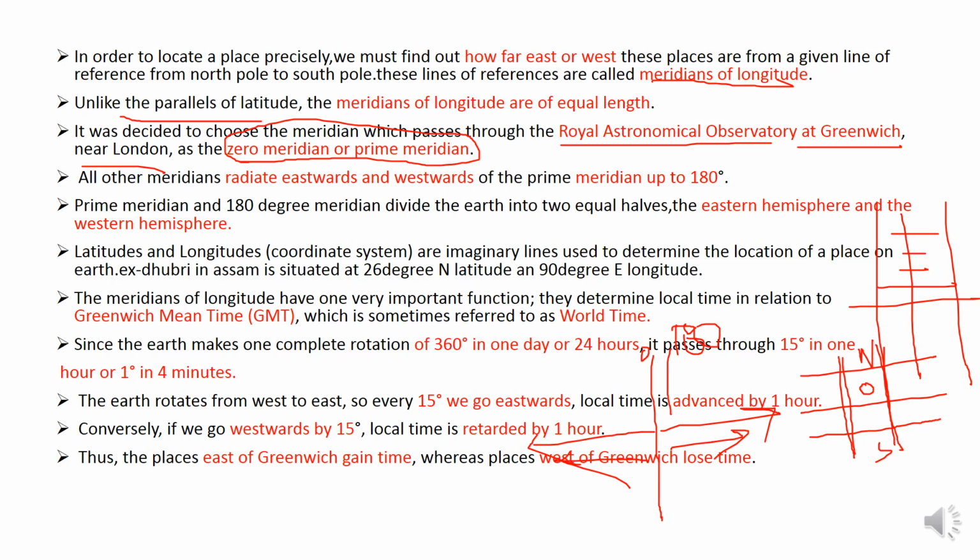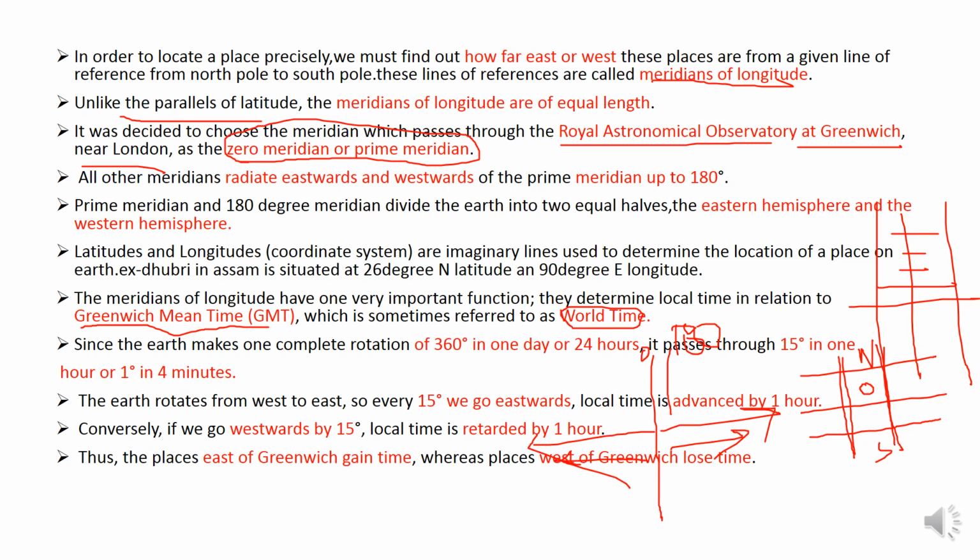The meridians of longitude have one very important function. They determine local time in relation to Greenwich meridian time, which is sometimes referred to as world time. So Greenwich Mean Time is used to determine the local time. This is referred to as world time.